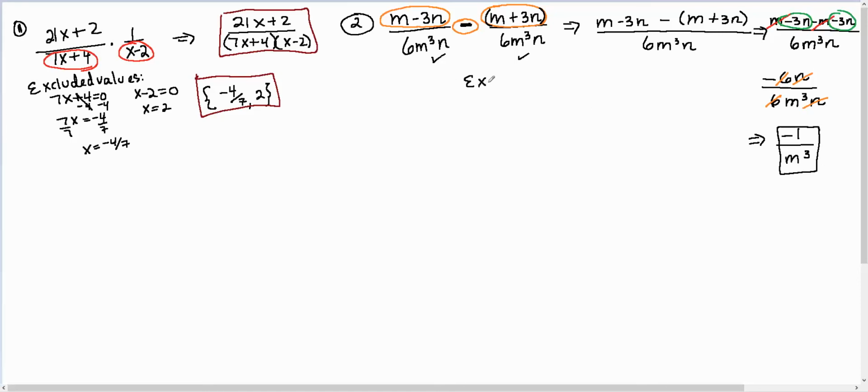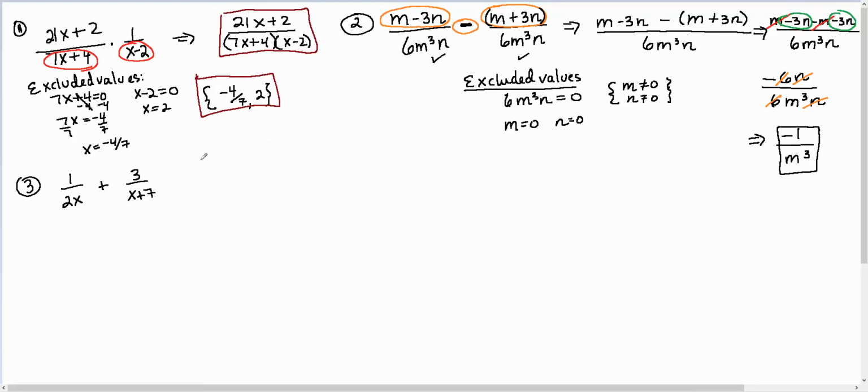And what would be the excluded values? We always look at the original denominators since this is a subtraction problem. And so, well, that means that m can be 0 or that n can be 0, right? So the excluded values for m and n: m can be 0 and n can be 0. Either situation will actually make the denominator go to 0, so it's not valid.